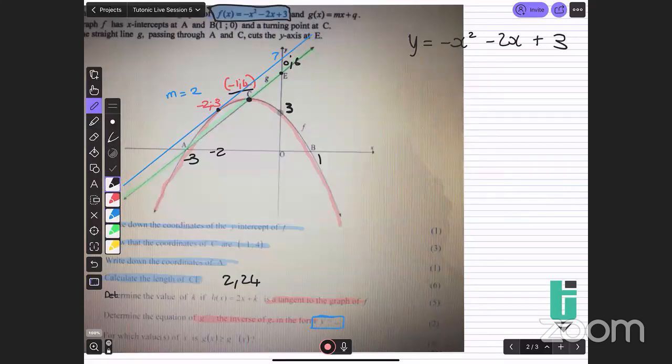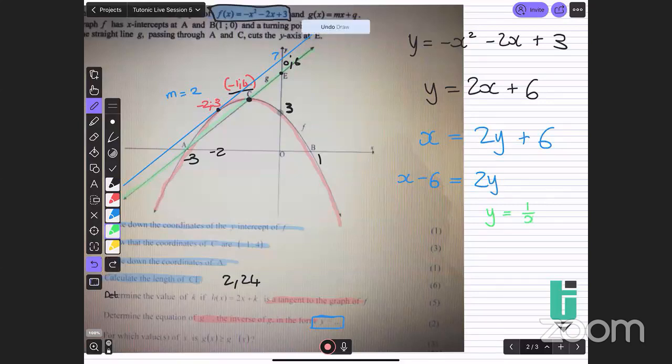Okay. So what's the equation of g again? It's y equals 2x plus 6. Okay, so do the same thing. What's it going to be? x is equal to 2y plus 6. And then solve for y. So take the 6 over: 2y equals x minus 6. And then divide by 2: y equals a half x minus 3.